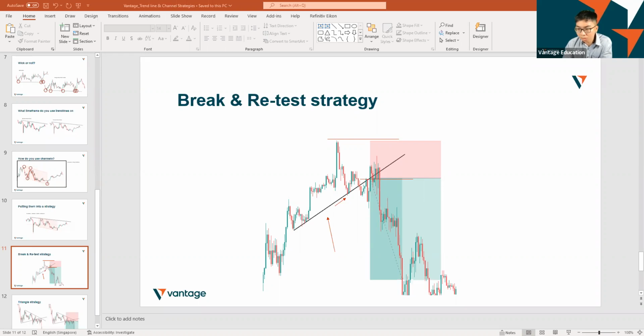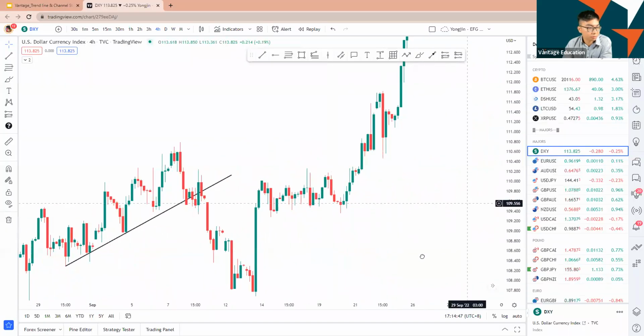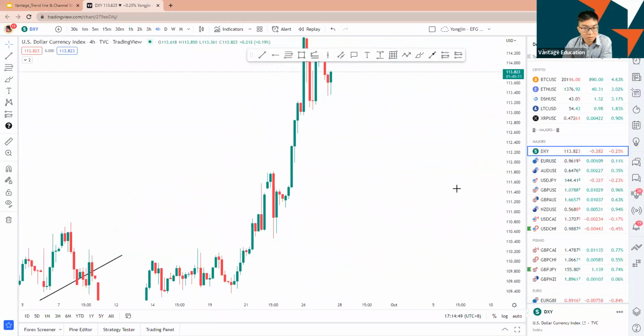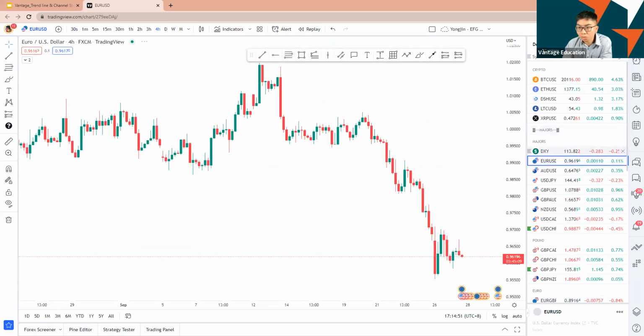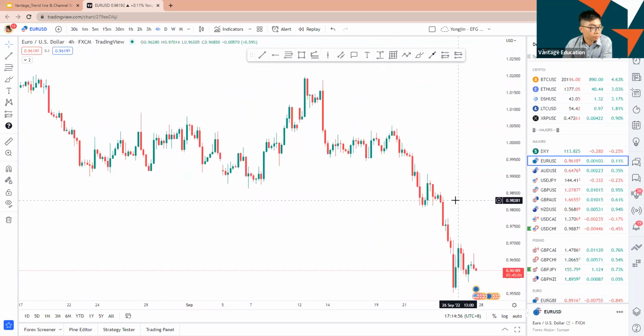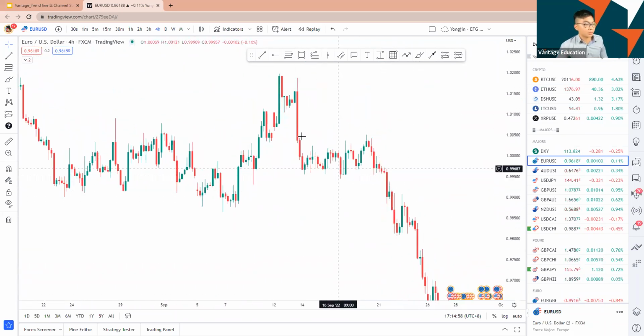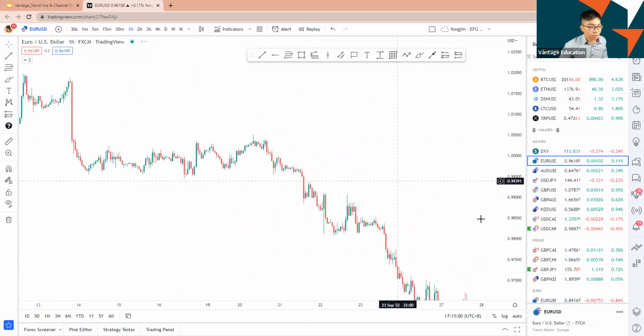Okay, so let's go on to the live chart regarding the break and retest strategy. Let us see whether we can find any of those recently. Okay, so let's take a look at Euro dollar on the 4 hour chart. Let's find something on the 1 hour intraday.